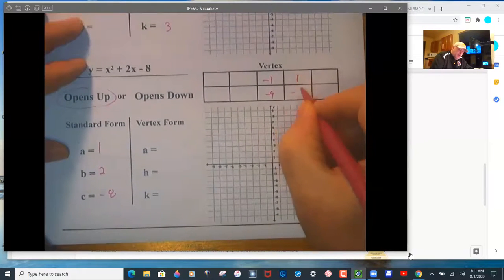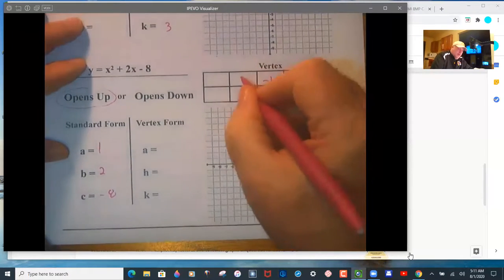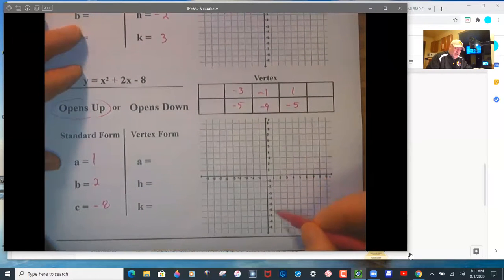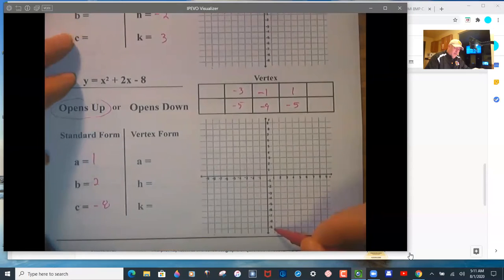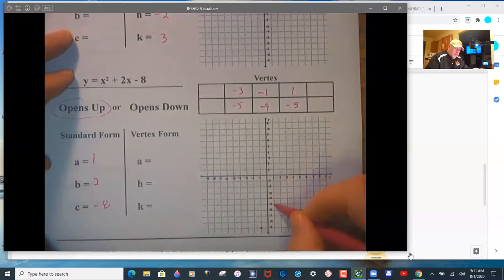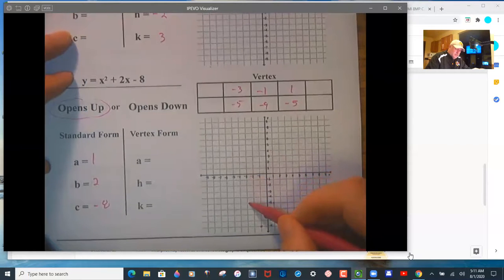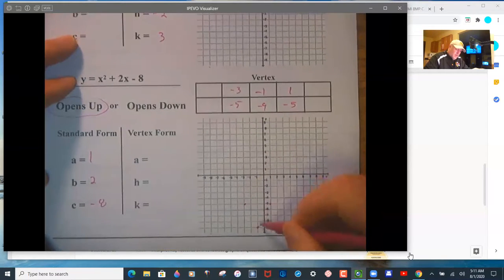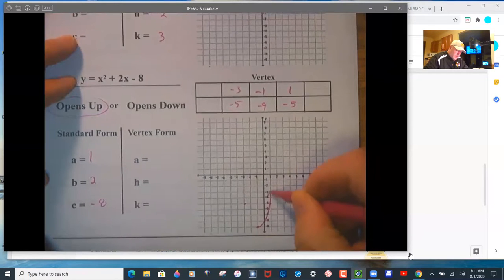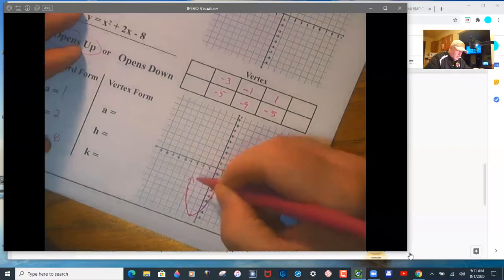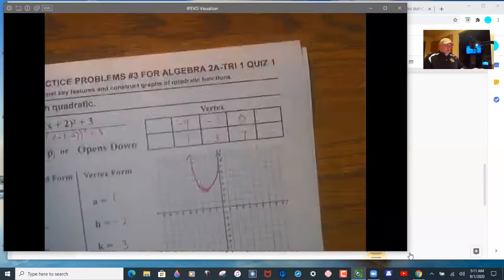The other 2 points that I picked were these two, and -3, -5. So -1, -9 is over here, and then 1, -5, and then -3, -5. And getting this perfect symmetry of points going.